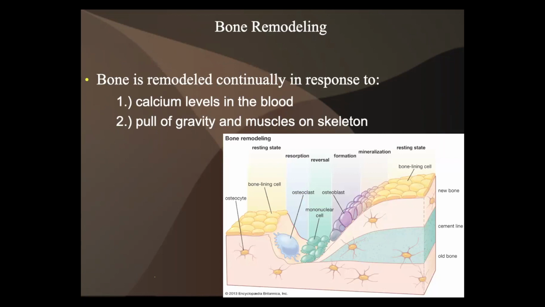And muscles on the skeleton too. So if you do exercising that pulls the bones, that can also strengthen the bones as well.